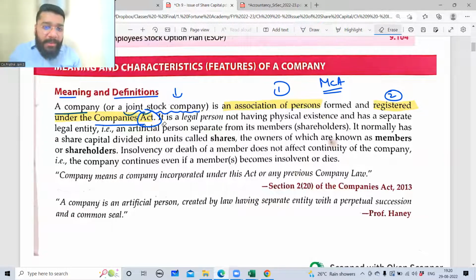Online people, any difficulty so far in understanding this? No, sir. Okay. Full stop. Next point. It is a legal person, not having physical existence, and a separate legal entity. It is a legal person, which means we are calling the company a person. Which person is the company? Natural person or artificial person? Artificial. We came across this artificial person somewhere once upon a time. Where was this?